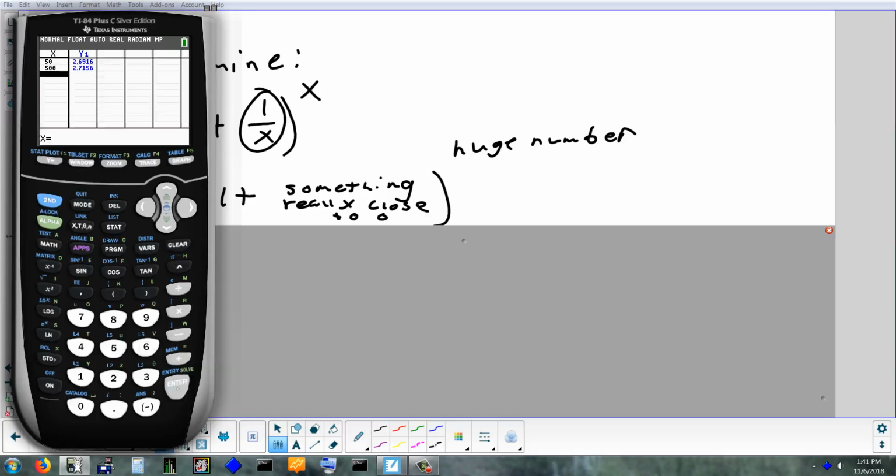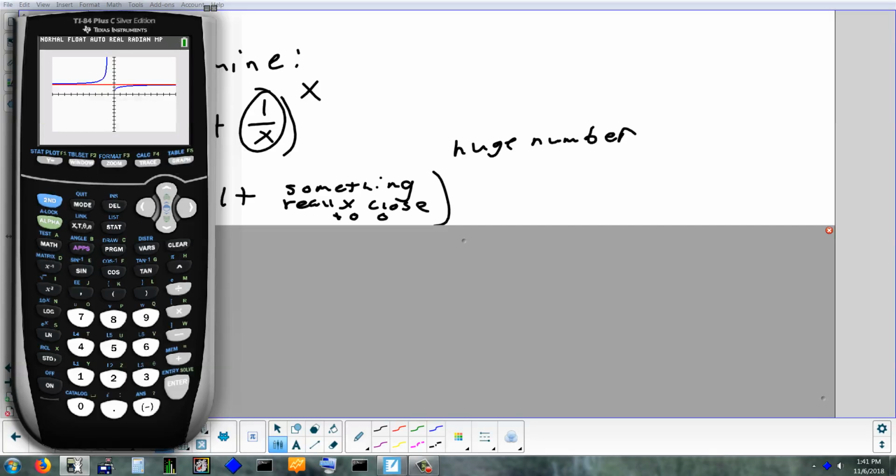If I put in 50 for x, I get about 2.7. If I go over to 500, I get still 2.7, a little bigger, 2.72. If I go to 9,000, well, from 500 to 9,000, it didn't change much. It went up 3 thousandths. It didn't get much bigger. And in fact, it's pretty much going to level off at that number. That number that it's leveling off at is actually the number E.